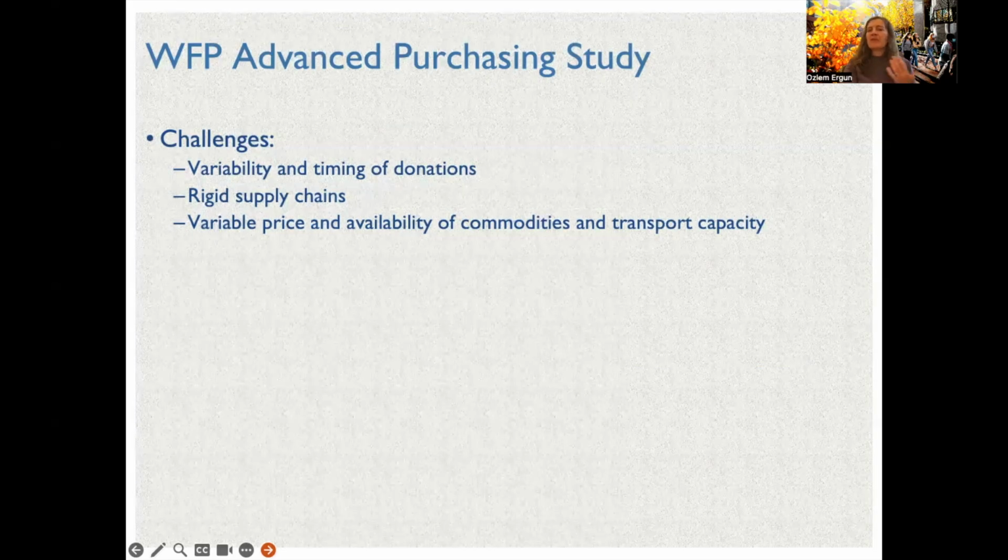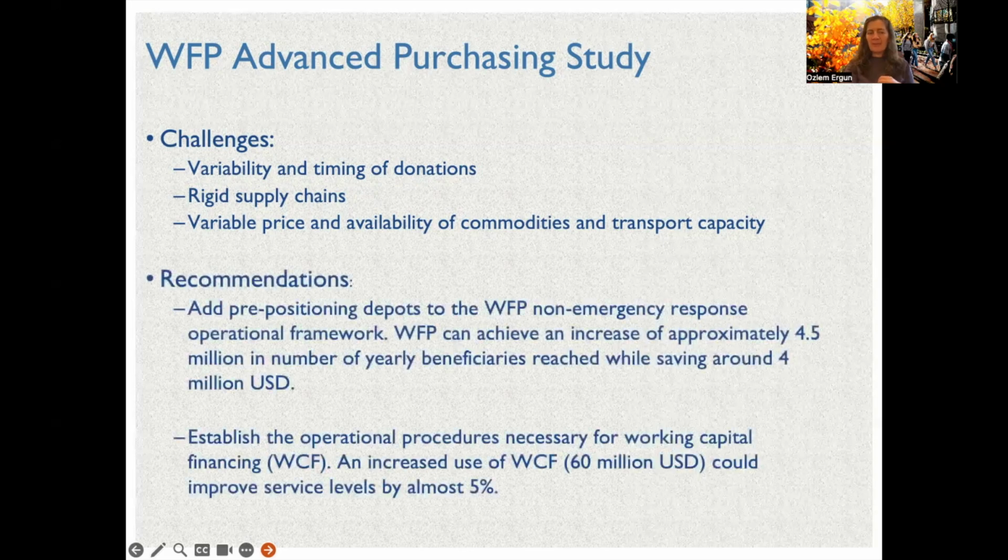This was in response to some of the real challenges that WFP faces every day, including variability and timing of not only the events that they have to respond to, but also the variability and timing of donations, the rigidity in the supply chains, and also the variable prices and the variable availability of commodities and the transport capacity. To do this study, we used a mathematical programming framework.